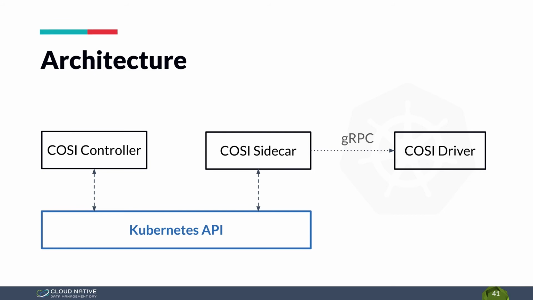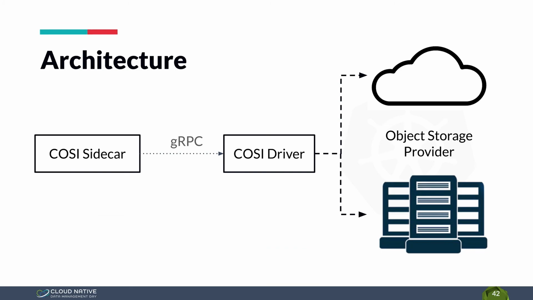Once the controller validates everything, it creates an intermediate object that the sidecar then receives, and the sidecar would take that intermediate object, translate that into a gRPC call to the driver. The driver is then responsible for going to the object storage provider, either on the cloud or on-prem, and taking the necessary steps.